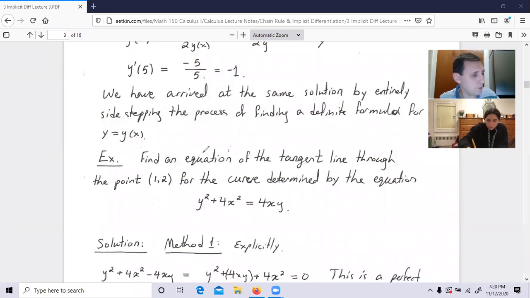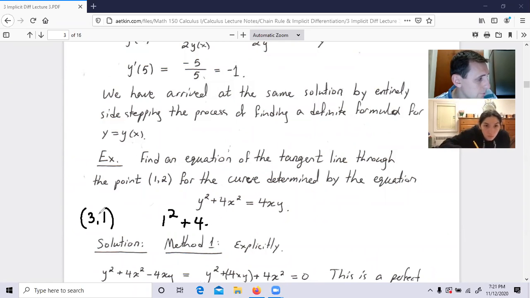Or I already asked for 1, 2. But what about the point 3, 1? Is the point 3, 1 on the curve? Let's check. So that would mean that the y coordinate, the second coordinate squared, plus 4 times the first coordinate, which is squared with 9, must equal 4 times 3 times 1. And let's see, 4 times 9 is already too big, right? So clearly the answer is that this is not on the curve.